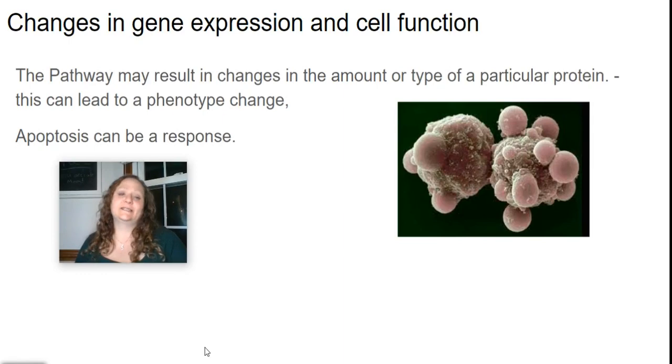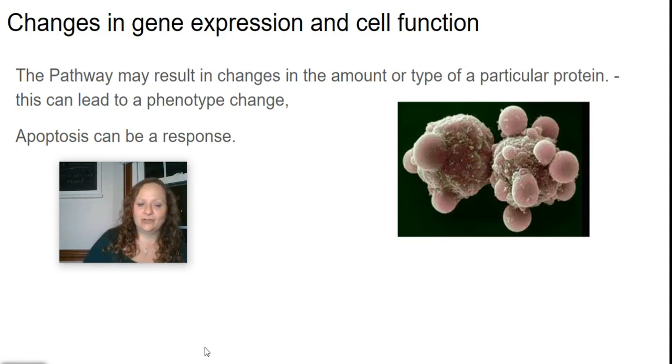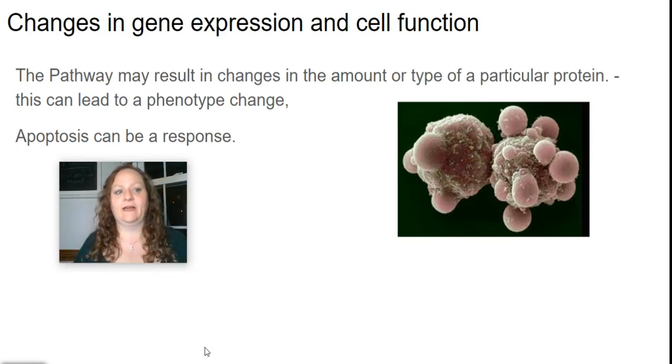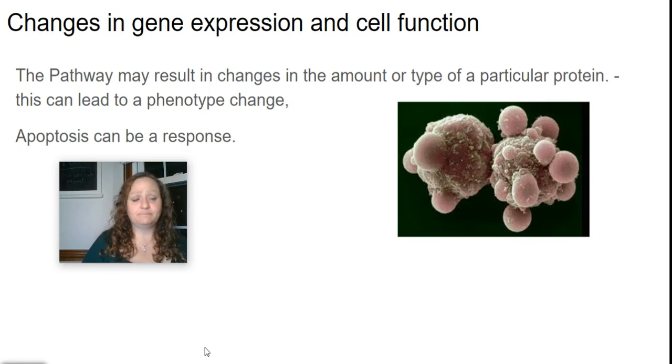So let's talk gene expression and cell function and how those changes can be a response. So your transduction pathway can result in changes in the amount or type of a particular protein, or it can actually lead to a phenotype change because of that. Another response you might get is apoptosis. Apoptosis is programmed cell death or intentional cell death.